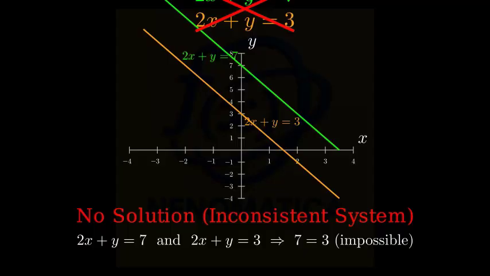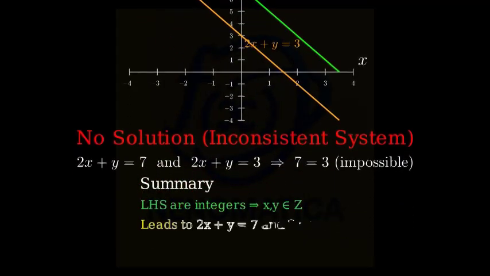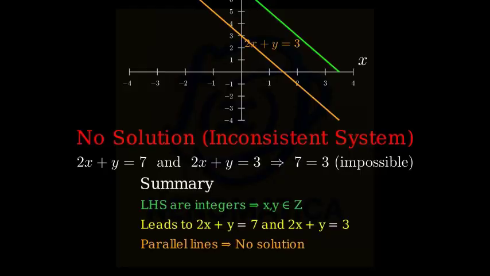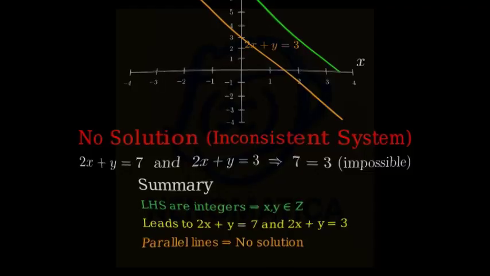Summary: because the floor expressions force the right-hand sides to be integers, x and y must be integers. Removing the brackets yields two parallel lines, so there is no solution.